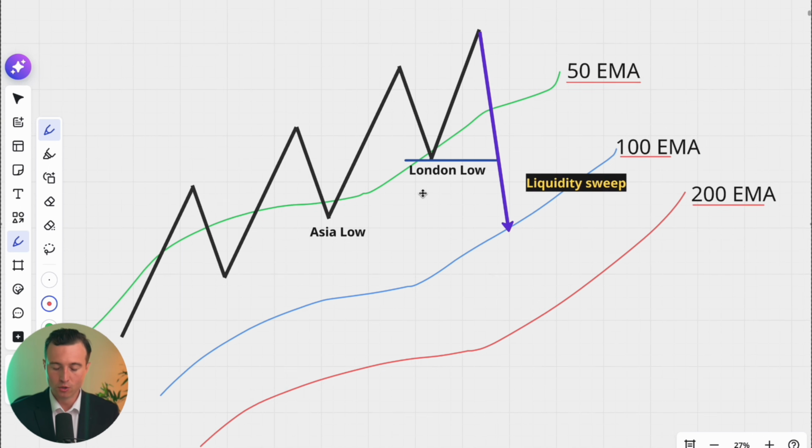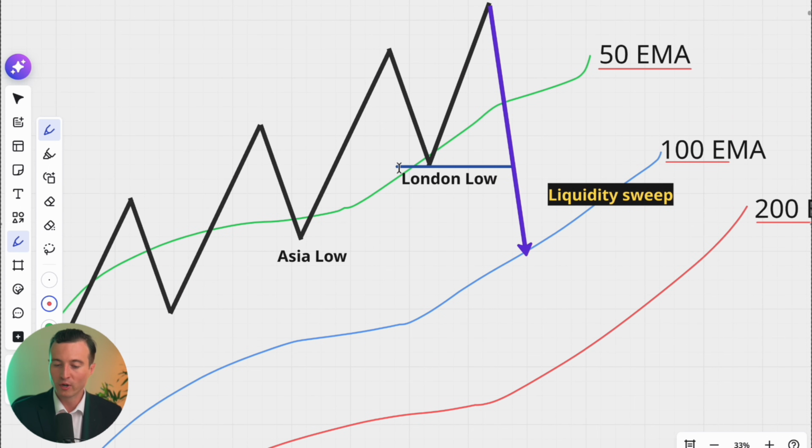Well, what you're going to do is you're going to mark on the previous session's low. So you're going to be navigating the New York session. And when you're trading the New York session or the New York kill zone, what you need to do is identify where is the sell side liquidity resting. And so we have sell side liquidity resting below the London session low. We also have sell side liquidity resting below the Asia low as well.